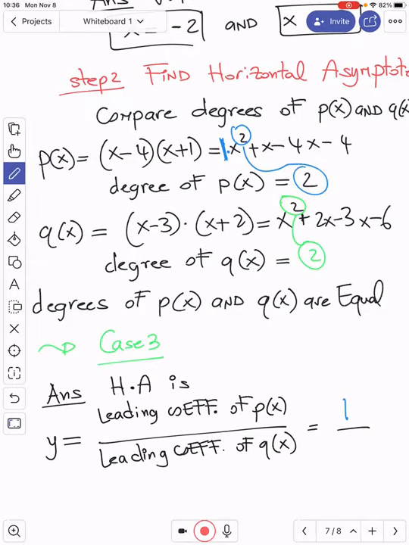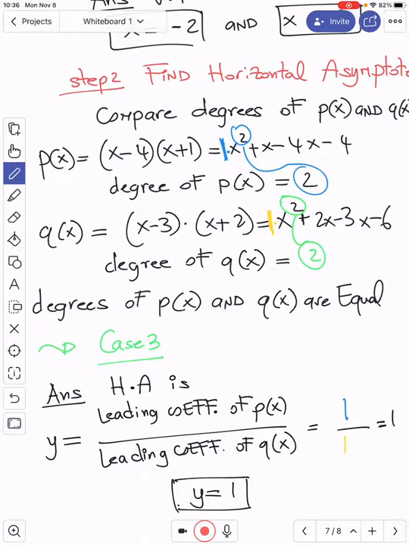So it's also X squared, and in front of the X squared, that will be 1, right? So it's 1 over 1. And so the answer, the horizontal asymptote is going to be y equal to 1. Okay.